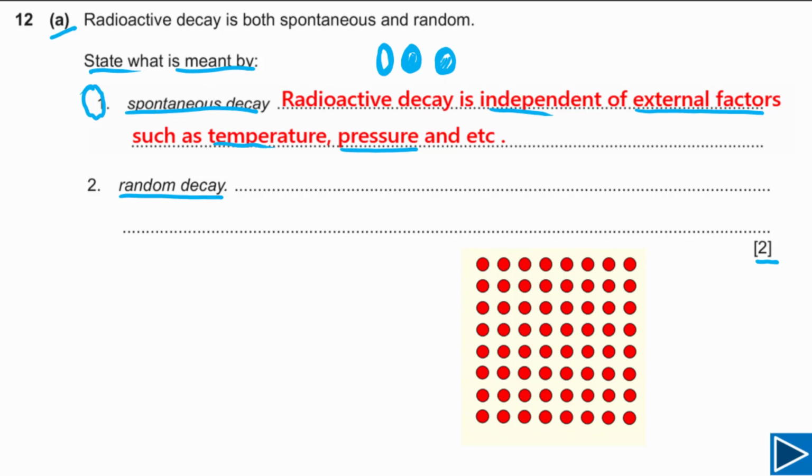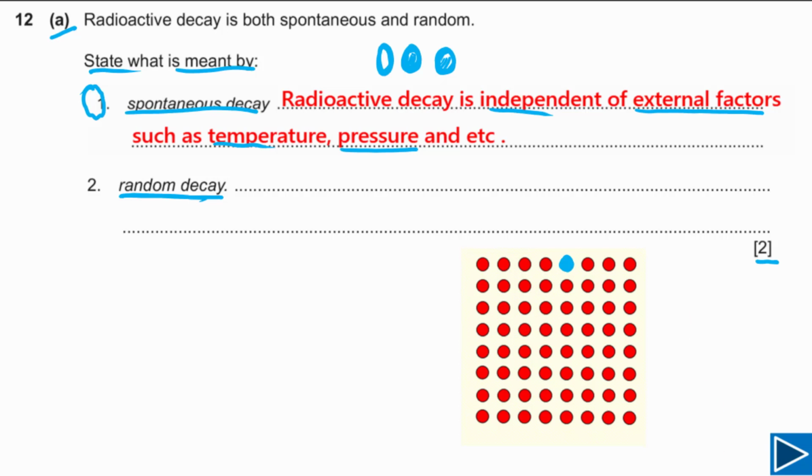Now let's move on to the next one. What is meant by random decay? Random decay simply means that if we focus on this nucleus in this sample, we cannot predict when this nucleus will decay, and also we cannot predict which nucleus will decay. So that is meant by random decay.